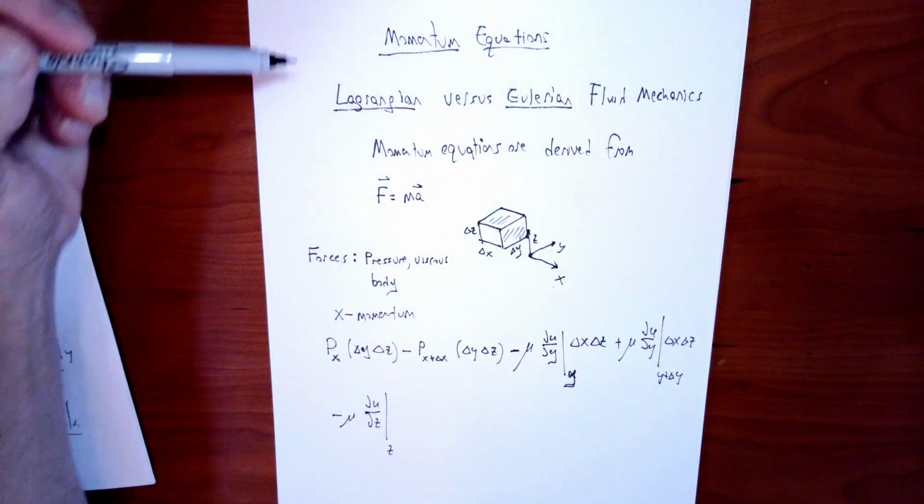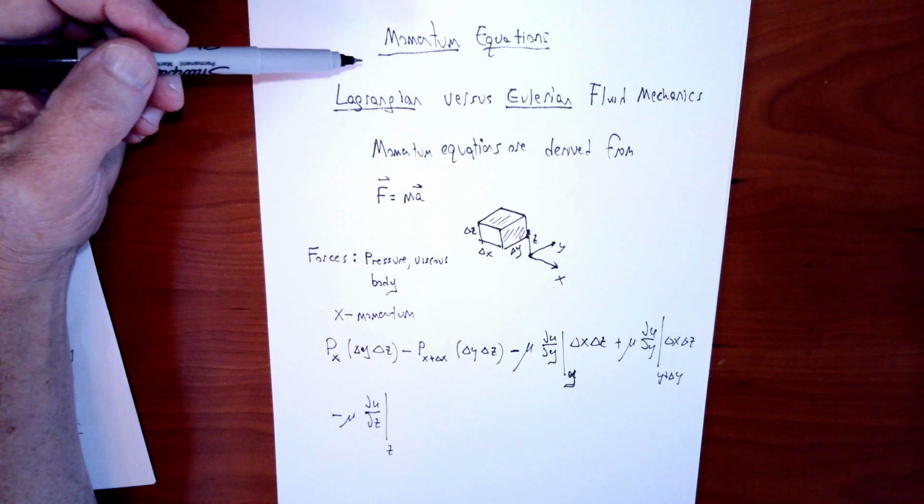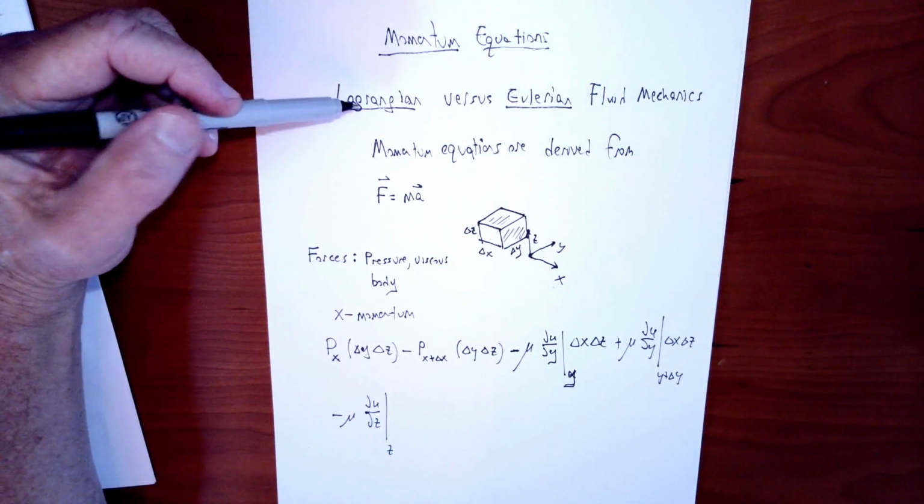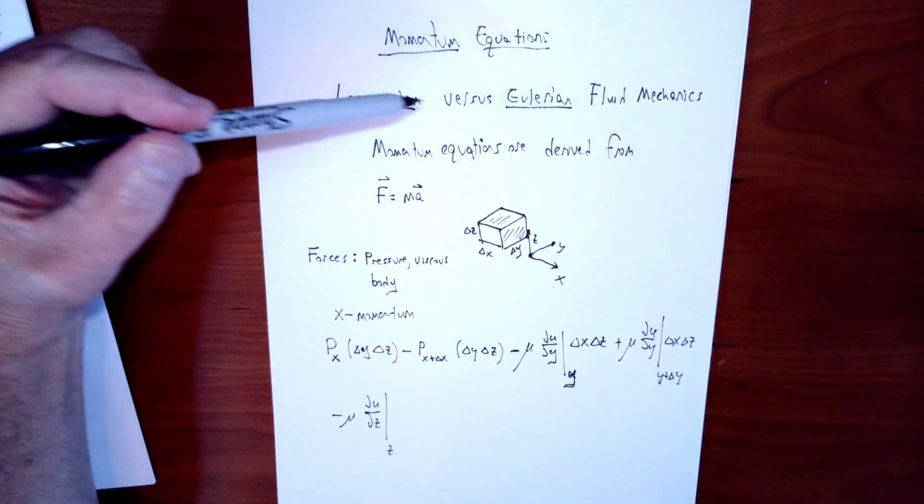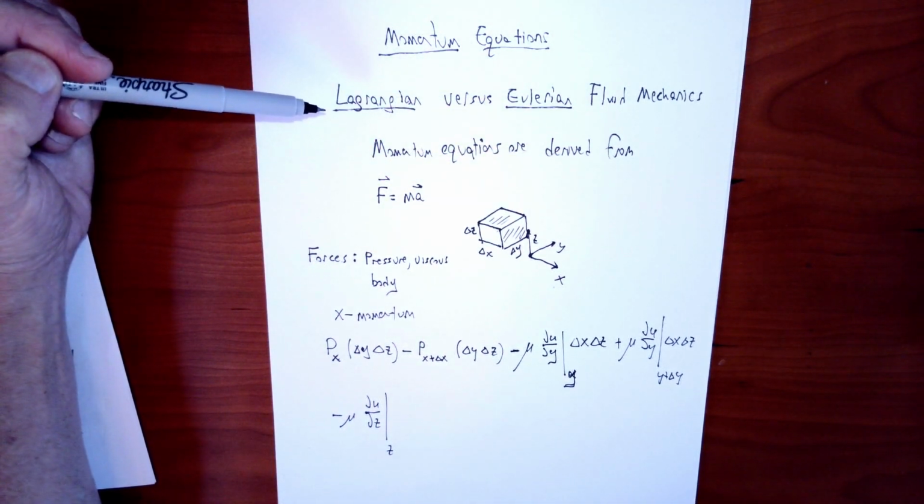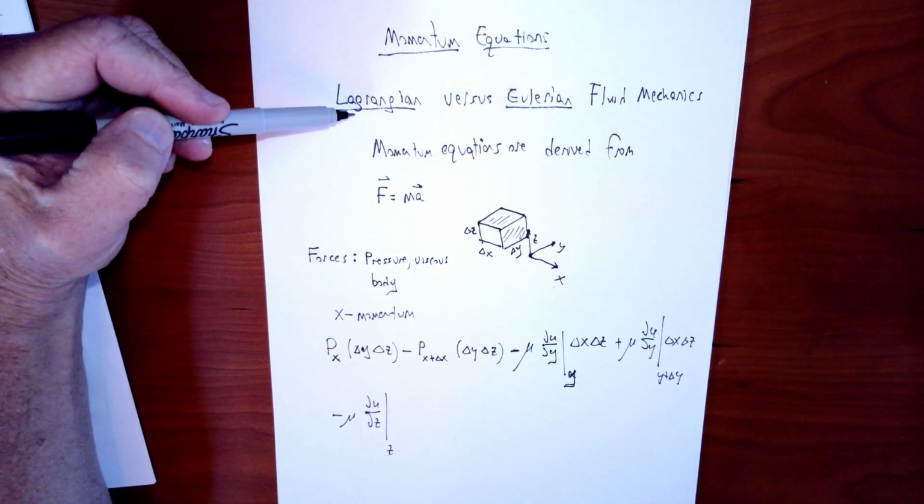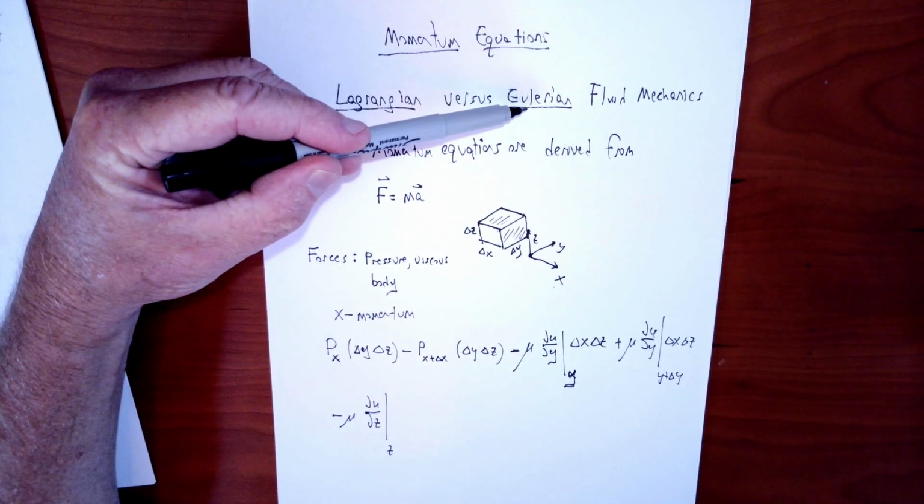Now we're going to start talking about the momentum equations. The momentum equations are going to be what determines how fast things are moving. And there are two types of ways to look at the momentum equations in fluid mechanics: Lagrangian and Eulerian. Lagrangian is named after Lagrange, and Eulerian is named after Euler.